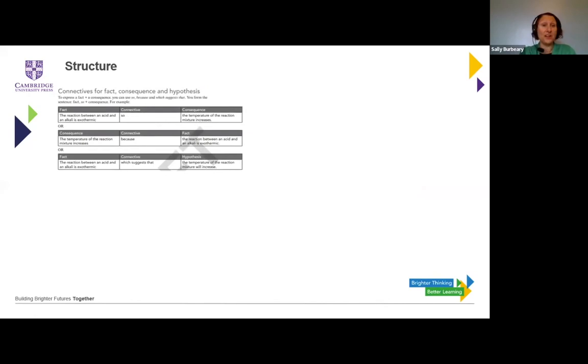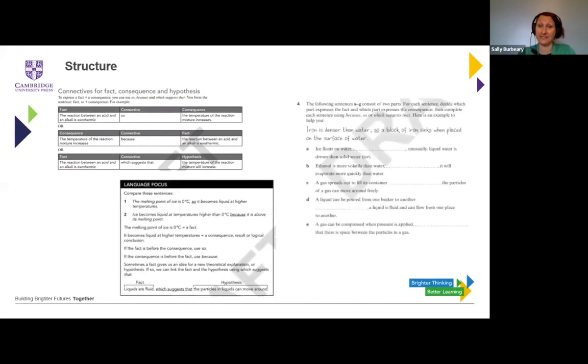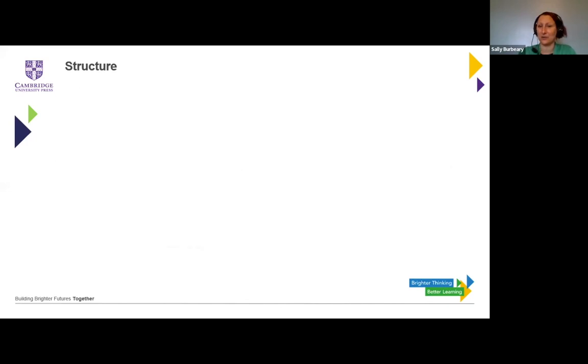Connectives is just one other example here. So very often we want to talk about cause and effect within science. And if we do this, this is what happens, and this is what happens because of this. So connectors are used and opportunities again to practice these are there. The resources are there to support us and our students.